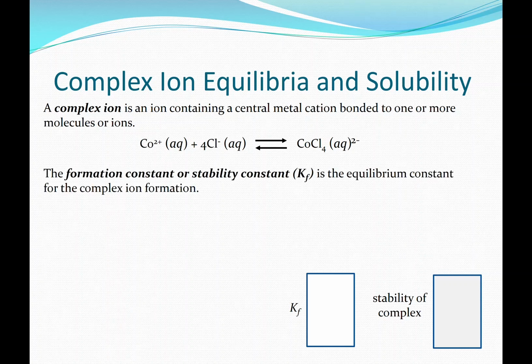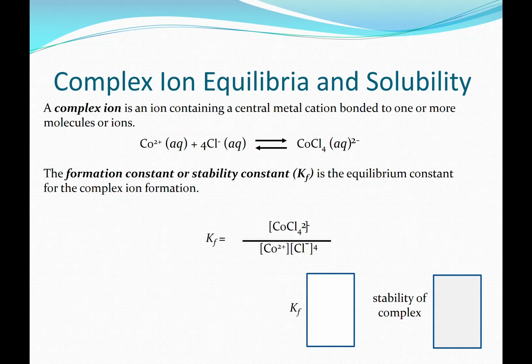And so the formation constant is sometimes referred to as the stability constant because it basically gives us a comparison of how stable this particular ion is compared to, say, the water version of it or the cobalt by itself. Okay, so we call it Kf. It's the equilibrium constant for this kind of formation of a complex ion.